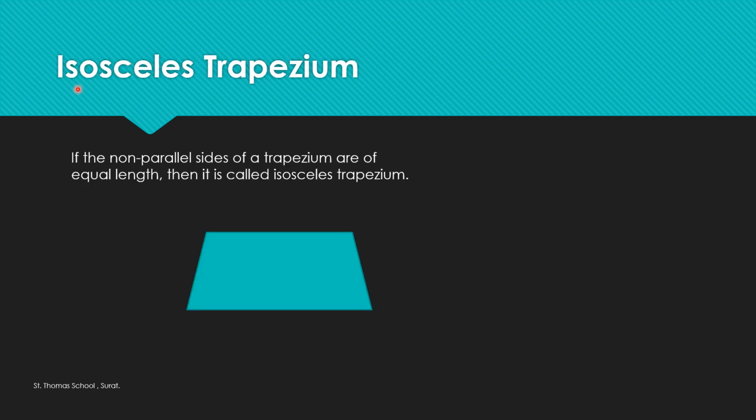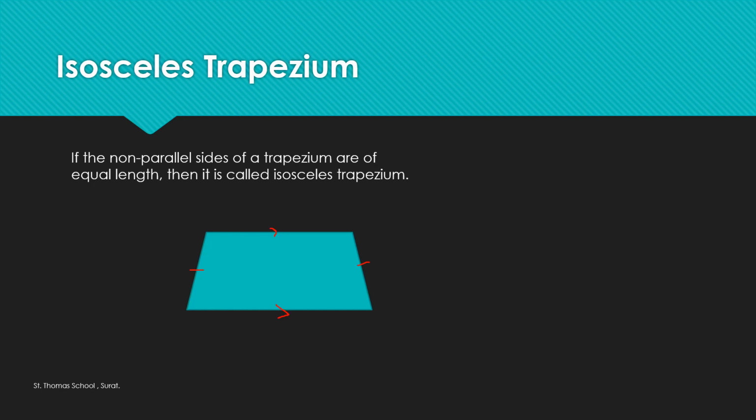The next one, isosceles trapezium. If the non-parallel sides of a trapezium are of equal length, then it is called isosceles trapezium. What is the meaning of this? Trapezium means one pair of opposite sides are parallel. So we can see that these two are parallel, right? And they say non-parallel sides. What are the non-parallel sides? This, right? And this. So these two sides are equal length.